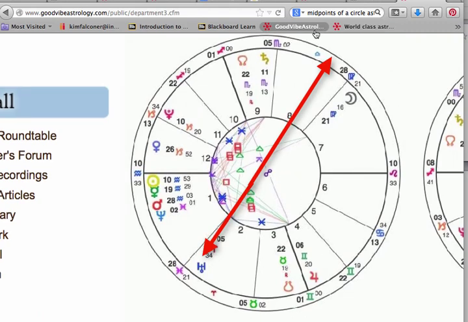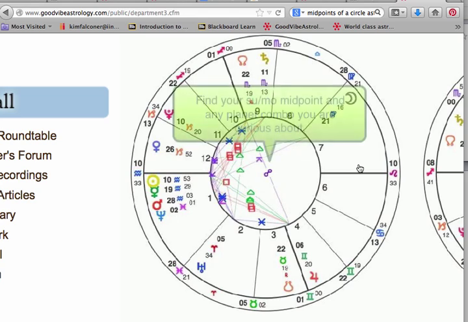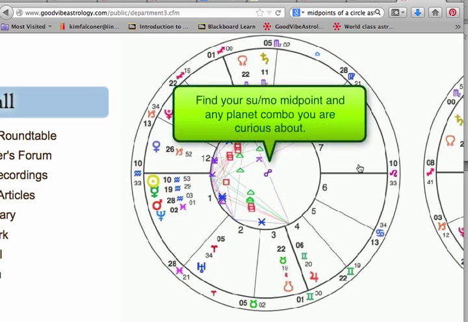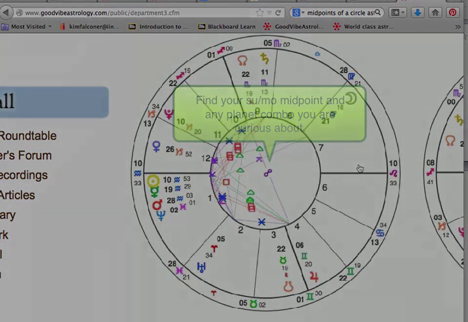So I hope that's clarified things for you. So I'd like everybody to try their sun, moon, and any other planetary combination they like. Try it by hand first, then you can double check by computer and see if you've gotten it right.